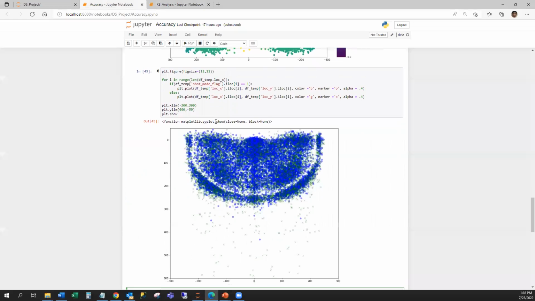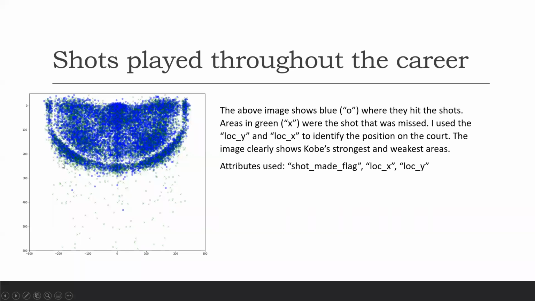So this is the Jupyter notebook code where I use the blue and green, and based on that I build the plot. This gives an idea of the places he has been confident, I mean, his strength in areas where he can play the shots, and these are the outside court.